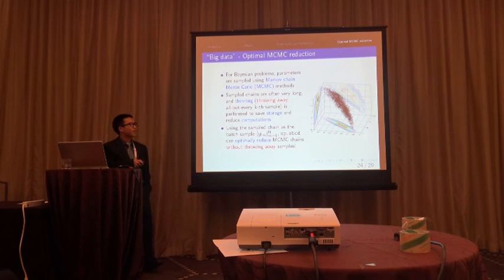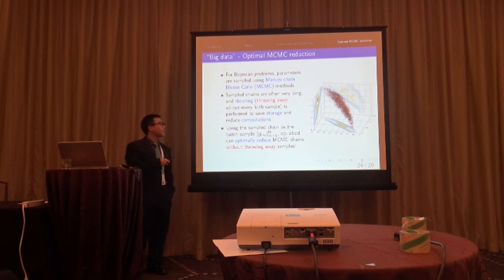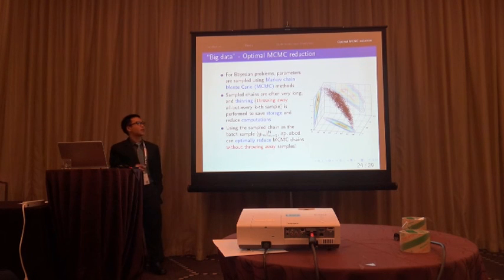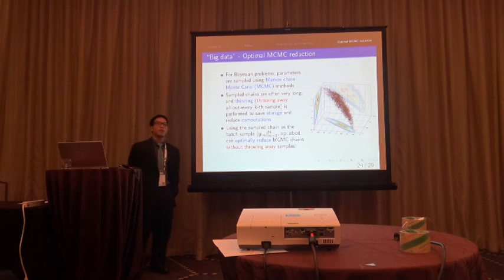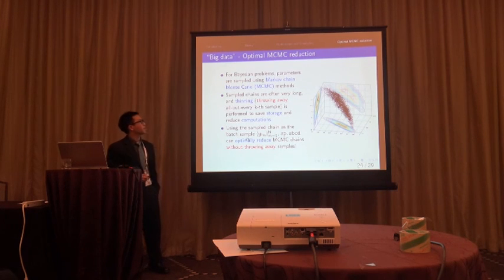What we show here is that if you imagine this batch sample that we introduced before as the MCMC sample, right? Then we can use the same algorithm to optimally reduce MCMC chains without throwing away any samples, and you would expect better performance, right?